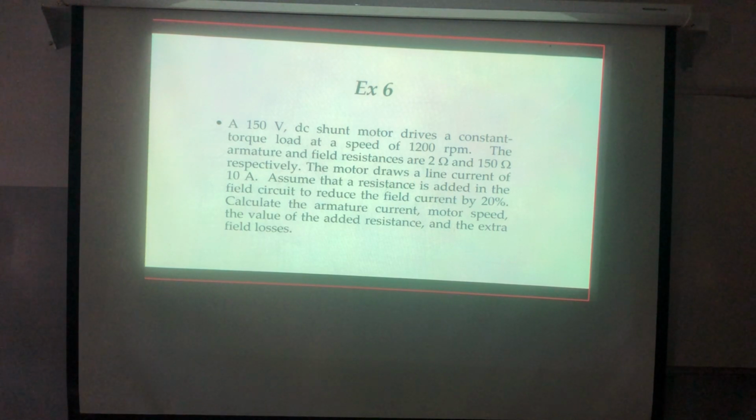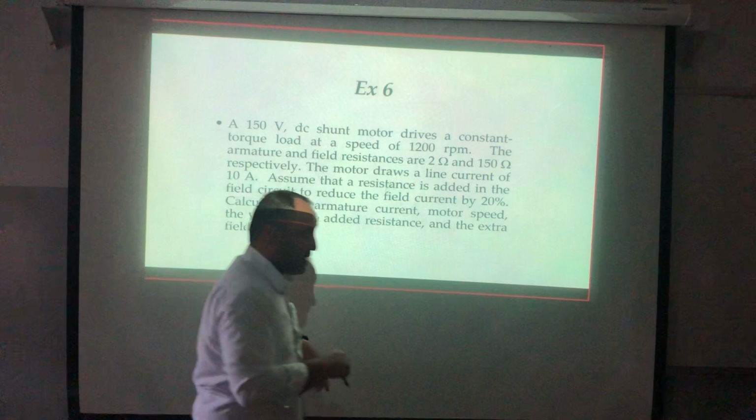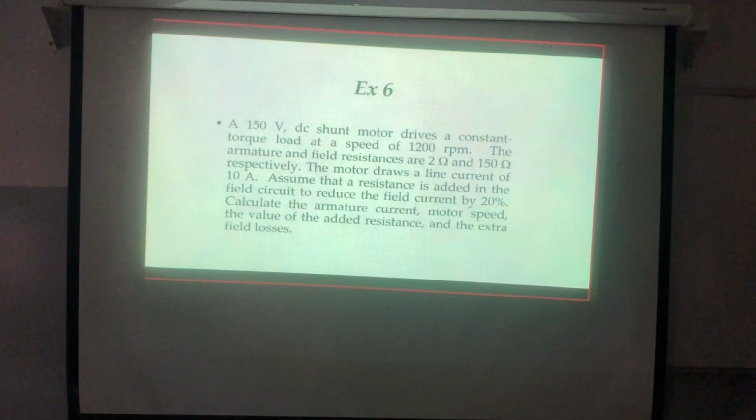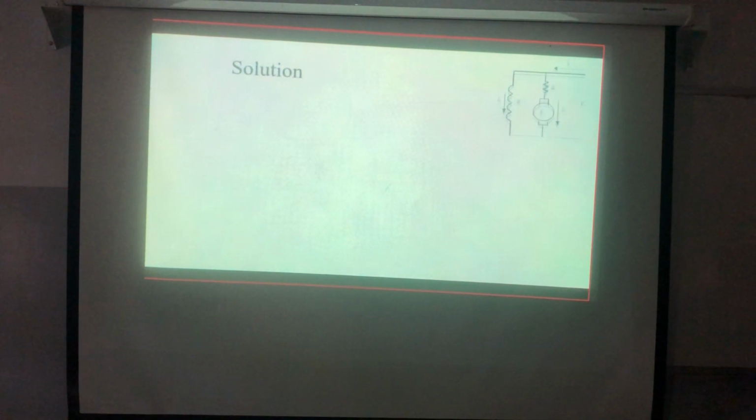Okay, good. So simply here I will do flux weakening. I will control the flux without changing the voltage imposed to the armature. So the only thing that I can do for the shunt is to add a resistance in series with the field, to reduce the field. So here I will add a resistance. Correct? Now let's see.